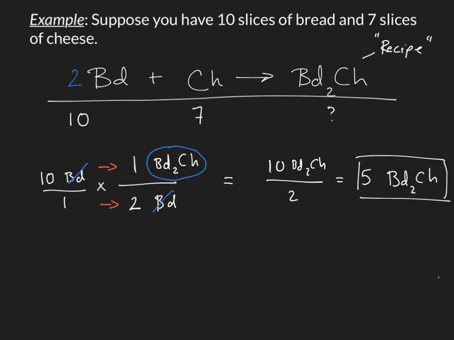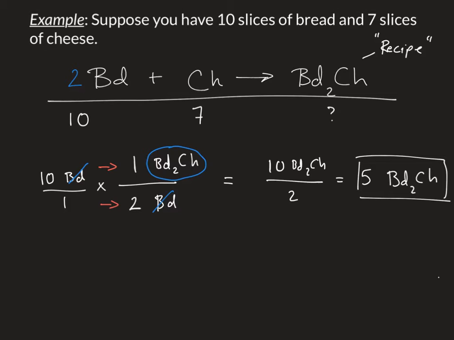Okay, so this number right here tells us basically how many total sandwiches we can make based on the 10 slices of bread we're given. So theoretically, we can make up to 5 sandwiches. Now we're going to do the same thing with our cheese. How many sandwiches theoretically can I make with the 7 slices of cheese?